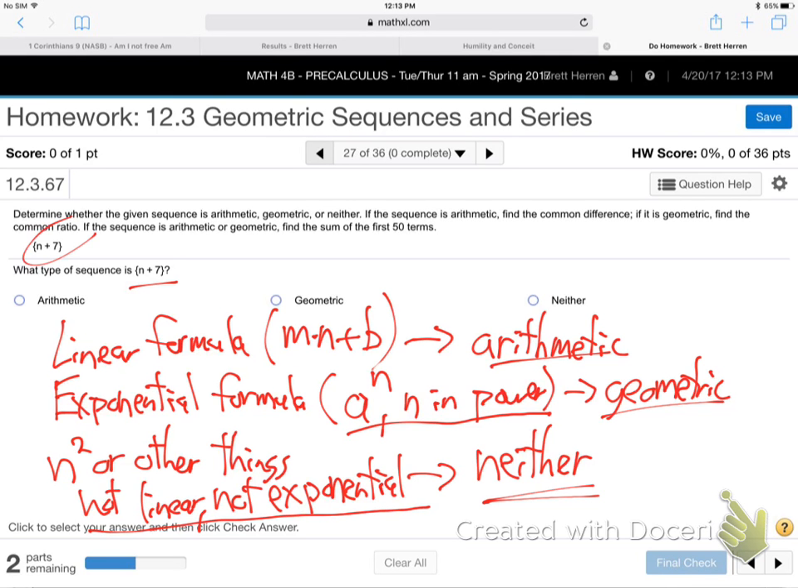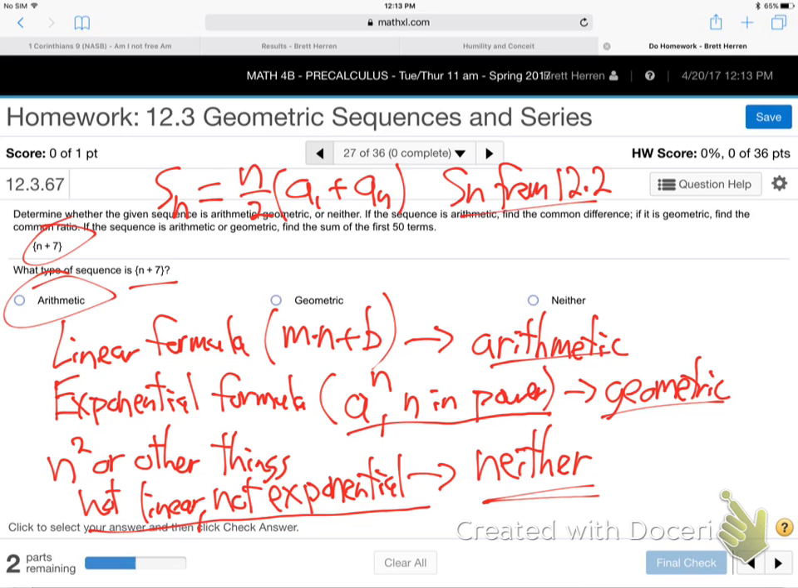Okay, so how about this one? n plus 7. Yeah, it's linear, right? So it's going to be arithmetic, because it's linear. And what they want me to do is find the sum of the first 50 terms. So which formula am I going to use? S sub n, not S sub infinity, because we're not doing infinite terms, just 50 terms. Which is the old one, which I can't remember now. Oh, n over 2, that's what it is. It's n over 2 times a1 plus an. It's the S sub n from the previous section, 12.2, the arithmetic one. Is that good? So use that one.